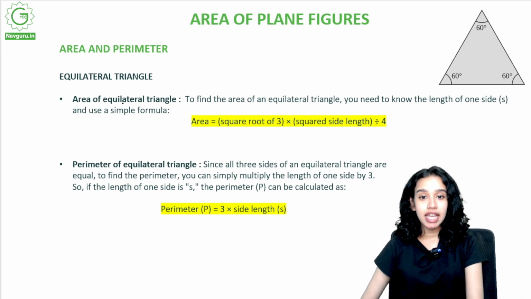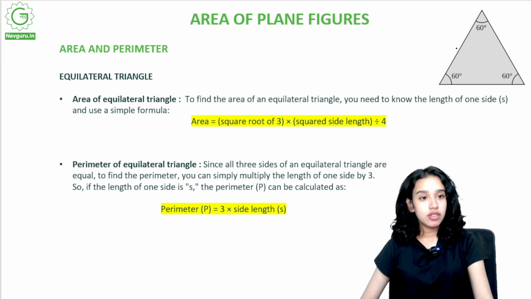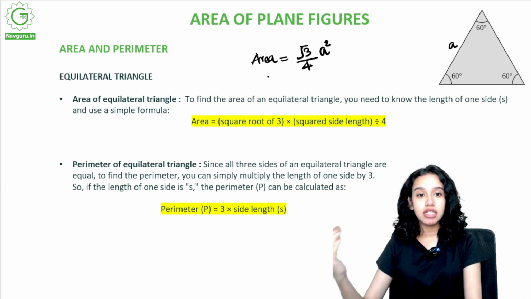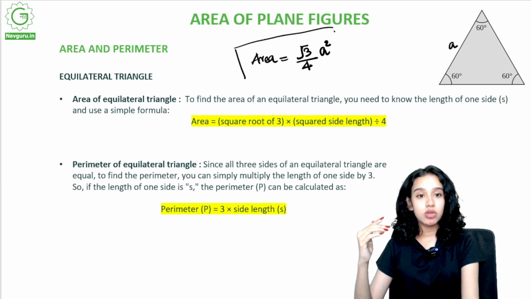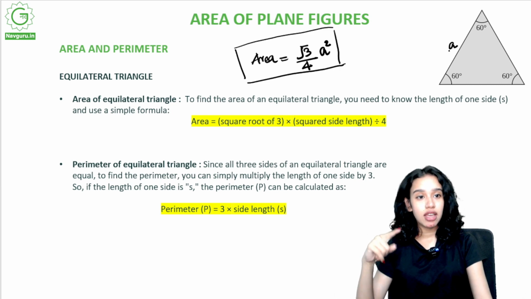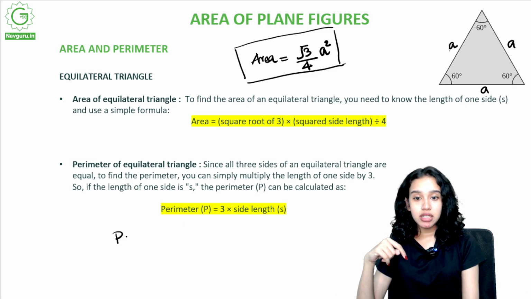Now, let's find out the area of an equilateral triangle, right? To find the area of an equilateral triangle, you need to know the length of one side. If it's A, the area of this triangle would be root 3 by 4 A square, right? Now, how do we find the area of an equilateral triangle? We use the formula area is equal to root 3 by 4 A square. Now, what about the perimeter of the triangle? If this side is A, this side is also A, and this side is also A. So, perimeter comes out to be 3 times A, right?